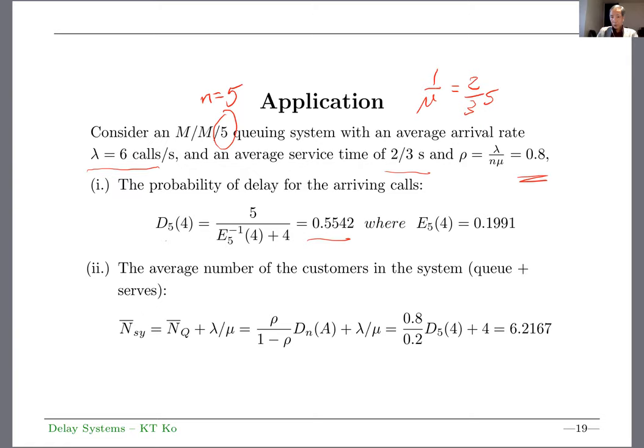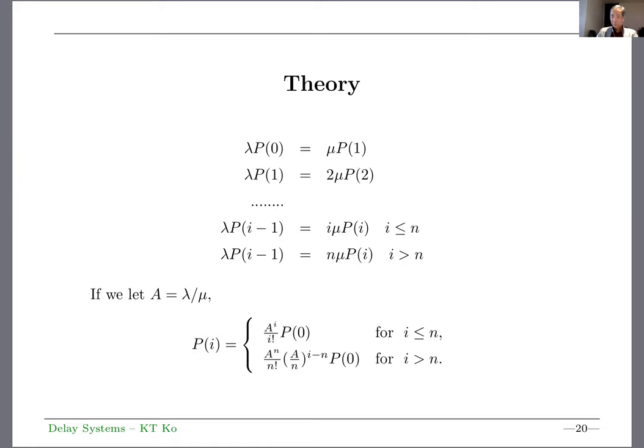And the number of jobs in the system. Remember last time, we only gave the queue, but the number of jobs is the queue plus those in the servers. That is given by lambda over mu, and you can add this up to about 6.2 jobs. So 6.2 means there are 4 jobs on average in the servers, plus 2.2 jobs waiting in the queue. So this is the result from M/M/N queue example one. With that, I will look at the theory, but I won't go through it because it is put there so you can look it up yourself.